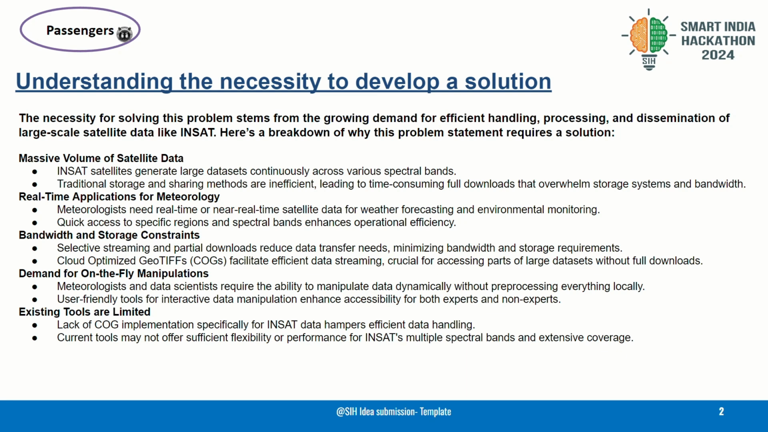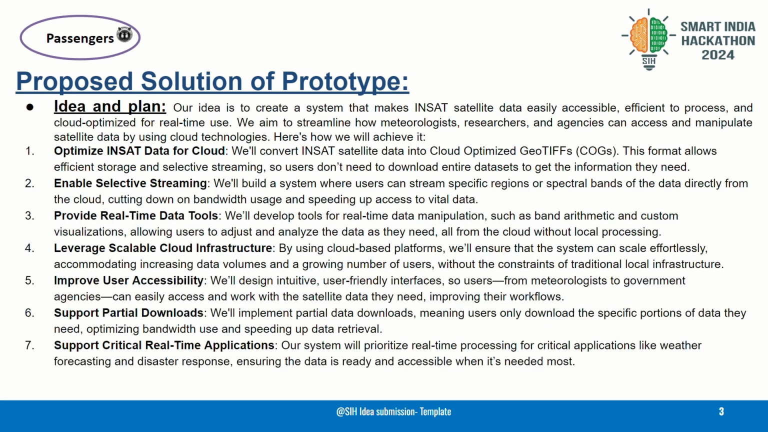So we know that satellite data are very large, and if you want to use them for a certain use case, we need to download the entire data, which requires a large bandwidth, and there is also a storage constraint, and there is no availability of on-the-fly manipulators. Existing tools that are available to solve this problem do not have COG or Cloud Optimized GeoTIFF information, which restricts the metadata. Now, we are proposing the solution for the prototype in these seven objectives, or this seven-point checklist.